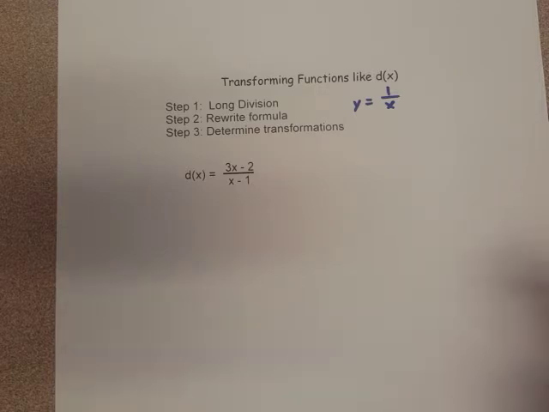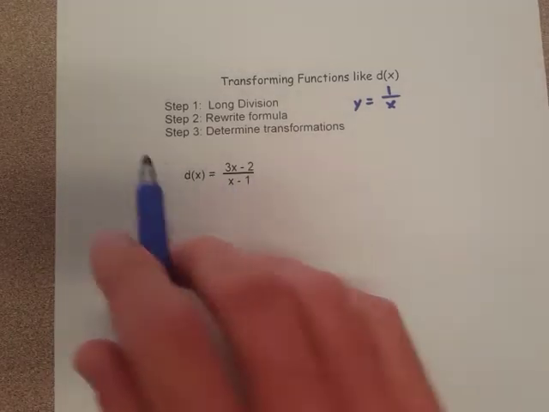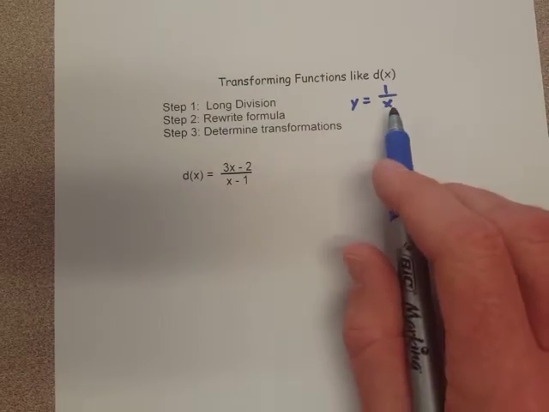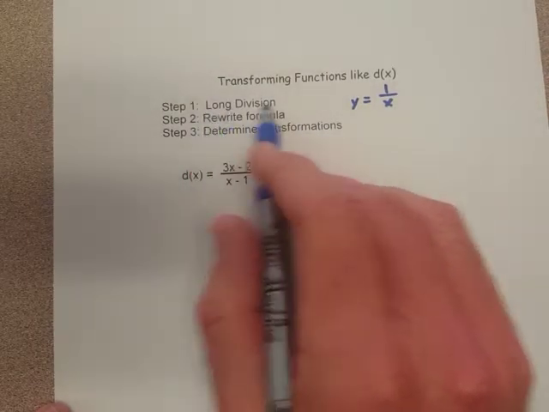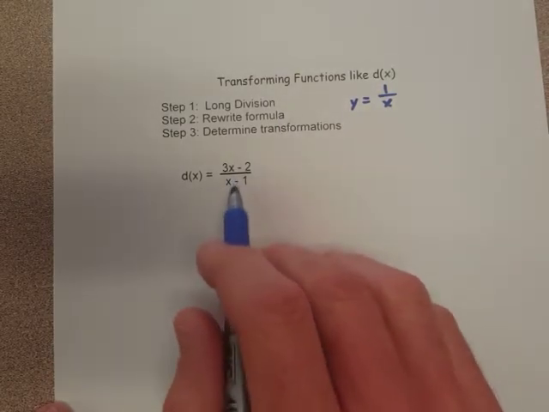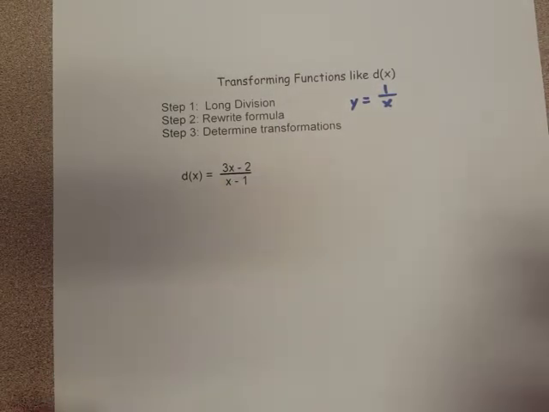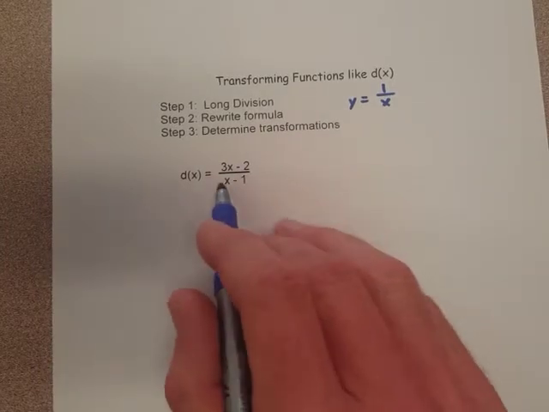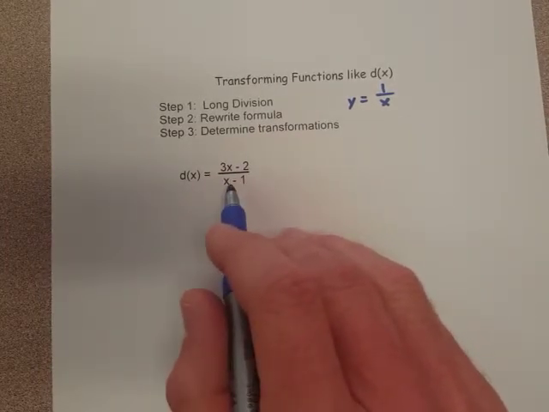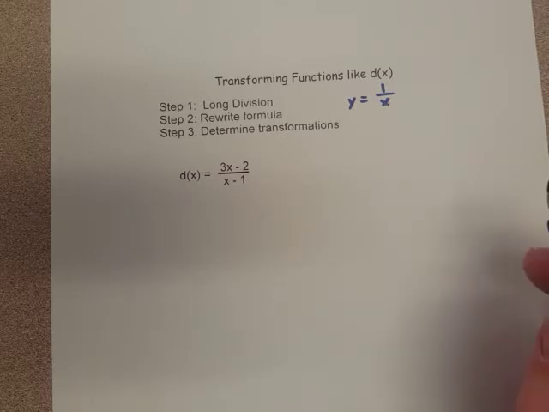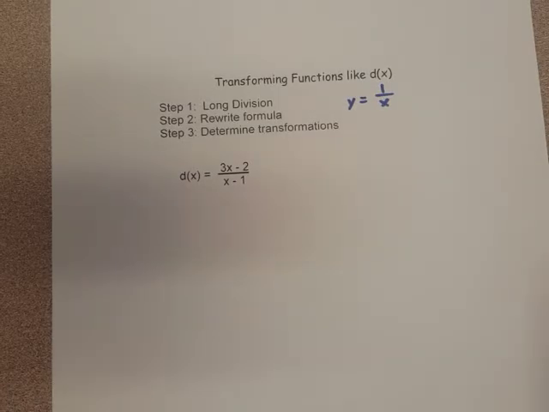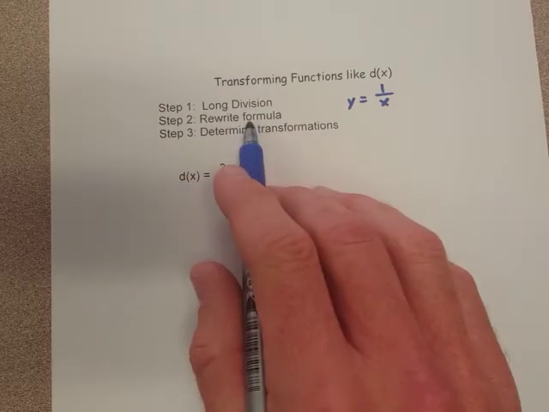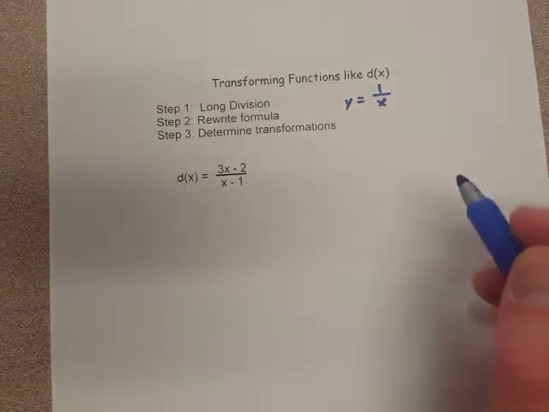So when we see functions like this, I've got three things that you're going to do to get it into this form. Number one, you're going to love hearing this, is long division. We're going to divide these two using long division. Honestly, you could do synthetic division in this case because this is a linear divisor, but we're going to do long division real quick here just to act as a refresher. When you do that long division, we'll rewrite the formula, and then finally we'll determine the transformations here.